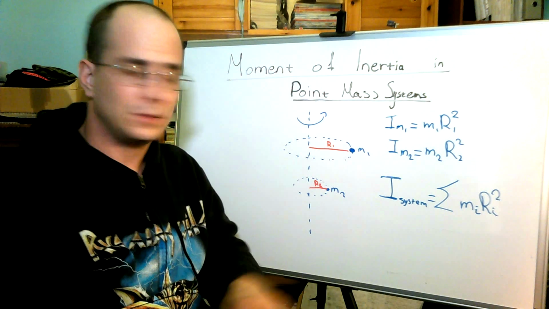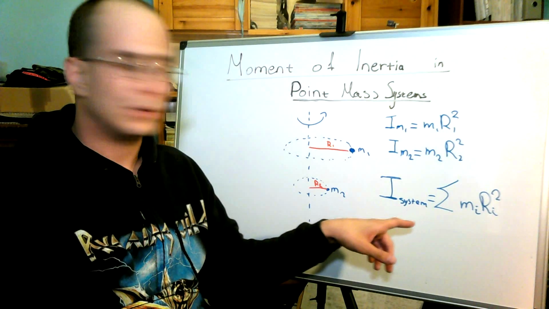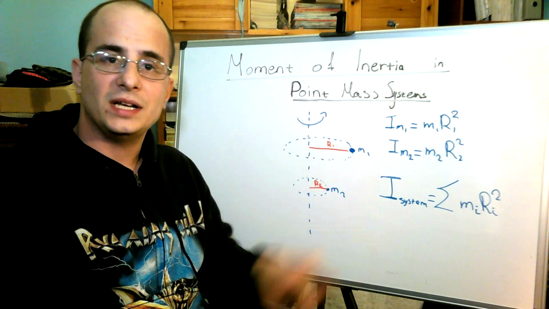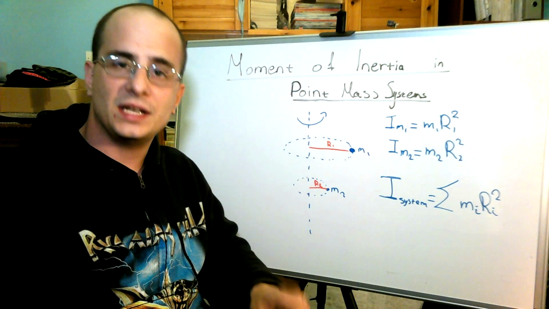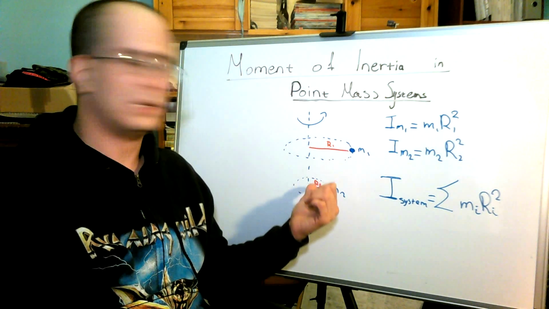And for the system, we can see on the whiteboard that the moment of inertia is the sum of the products of masses and their radius from the rotational axis squared.